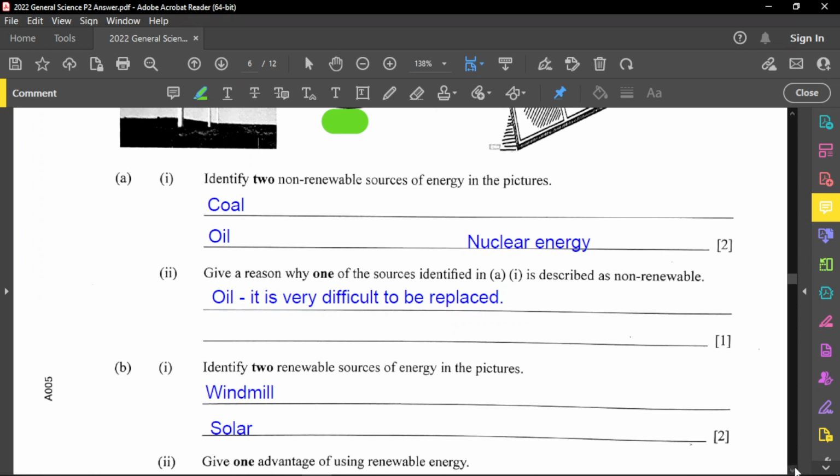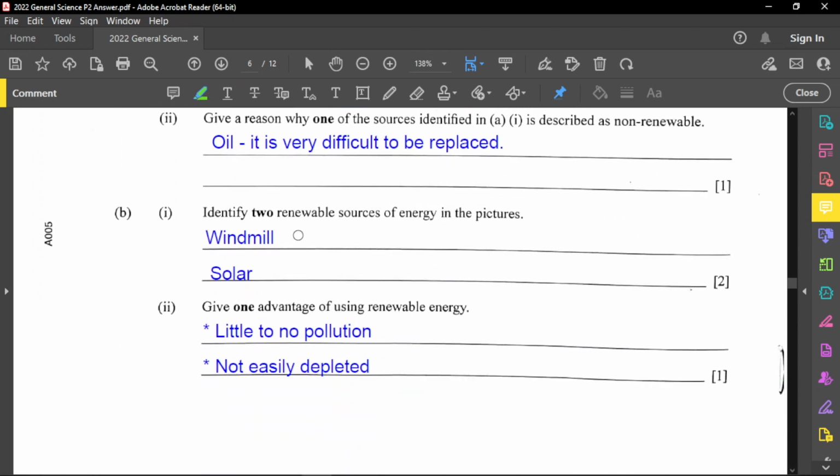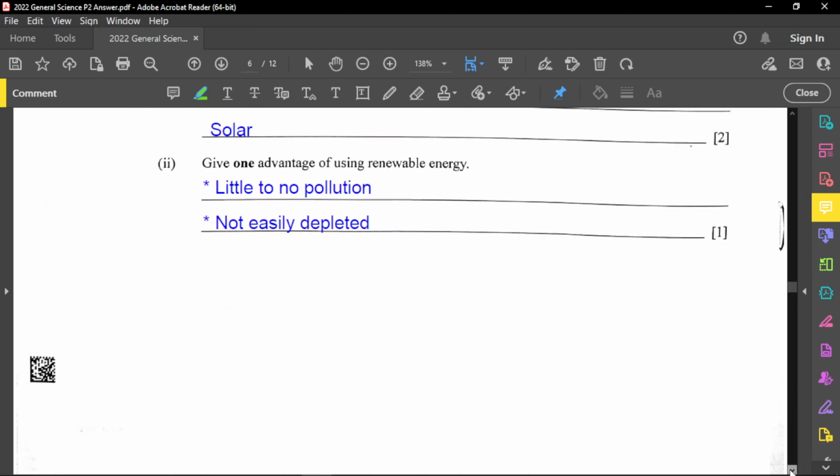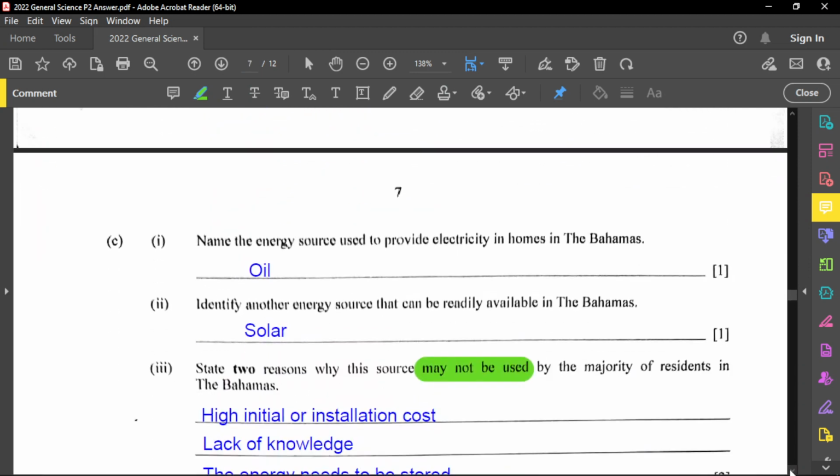For part B, and part B1, it is to identify two renewable sources of energy in the pictures. And we have the windmill and we have the solar. And for part two, it's to give one advantage of using renewable energy. And renewable energy has little to no pollution. So pretty much there's no pollution, really. And the next advantage is not easily depleted, which means it will always be there. All right. So it is not going to run out at all. So you don't have to worry about it going away, like the sun. It will always be there. All right. The wind will always be there.